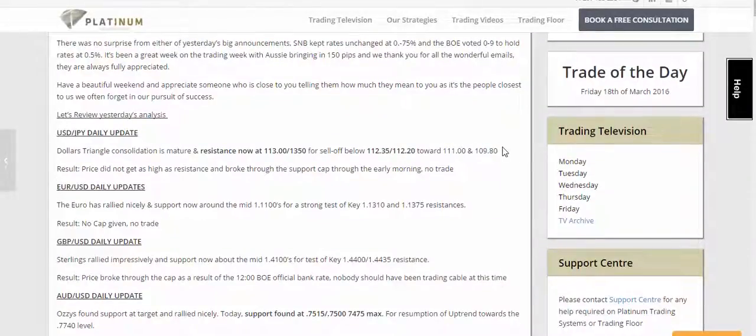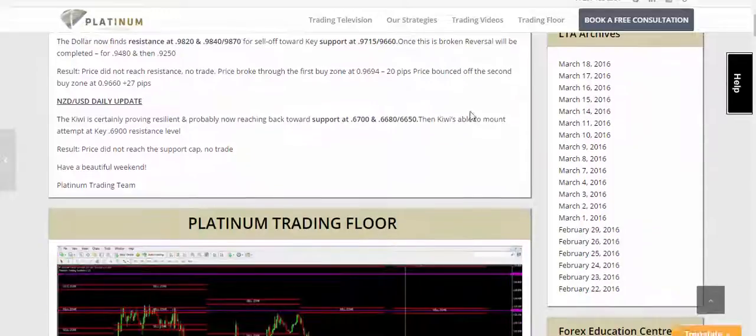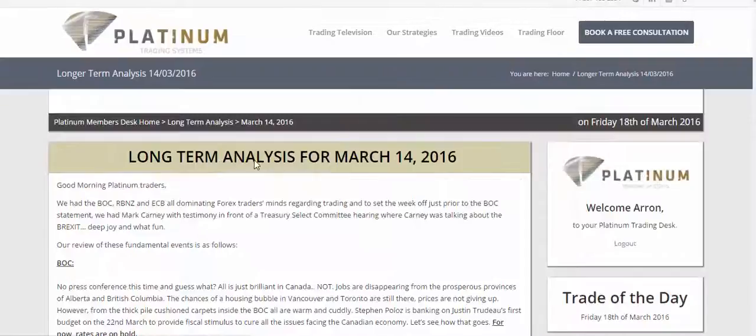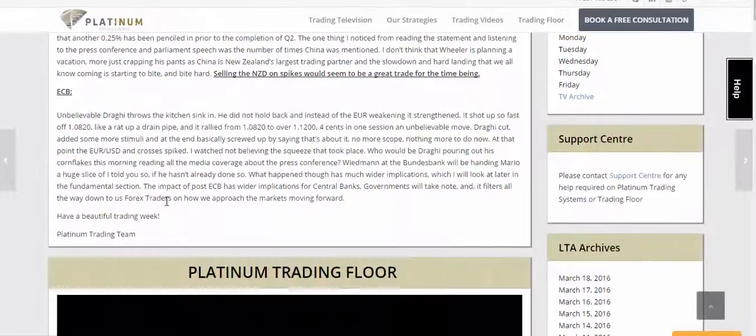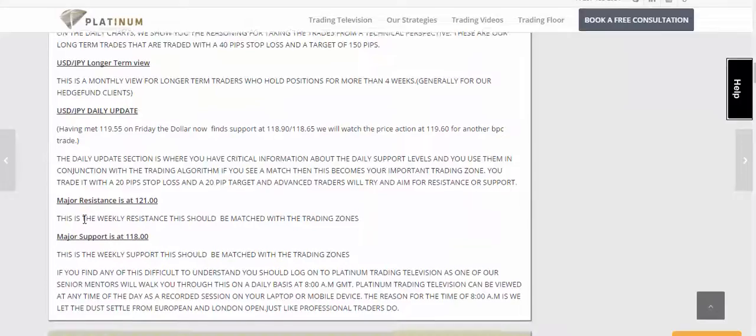In order to show you the Monday, guys, I'm going to go into the LT archives. Click on the 14th of March, and that will hopefully load up in just a moment. There we go. The trade itself was an Aussie long at 75.20.